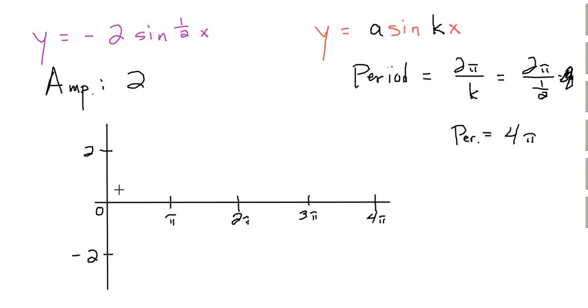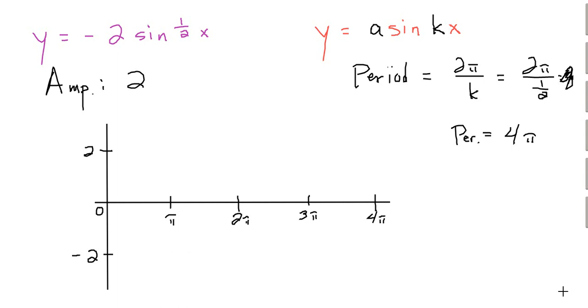Now you know what the sine curve looks like, but remember, it's reflecting over the x-axis. So follow the cursor. This is what it would normally look like. This is the sine curve without the reflection. We're going to reflect that back over the x-axis, which means instead of going from 0 up to 2, it's going to go from 0 down to -2 at pi.